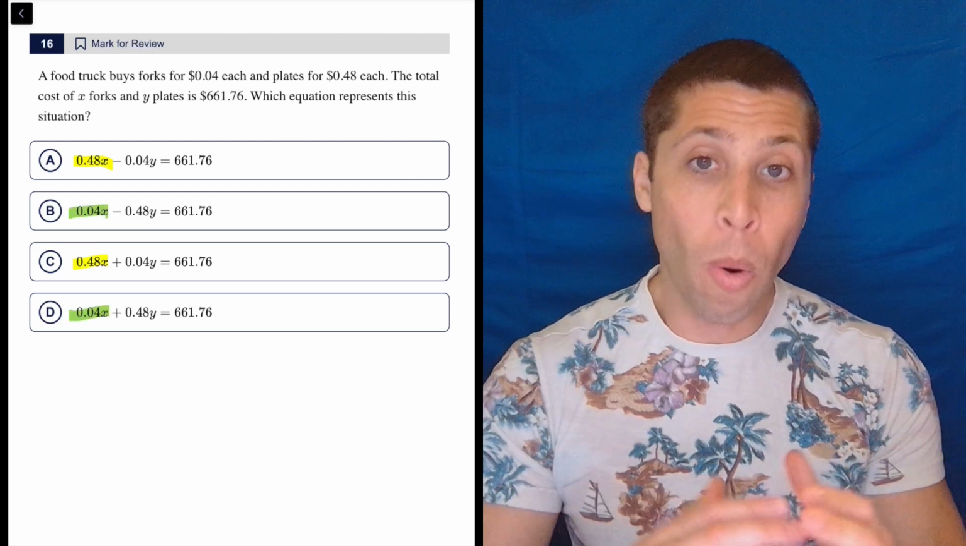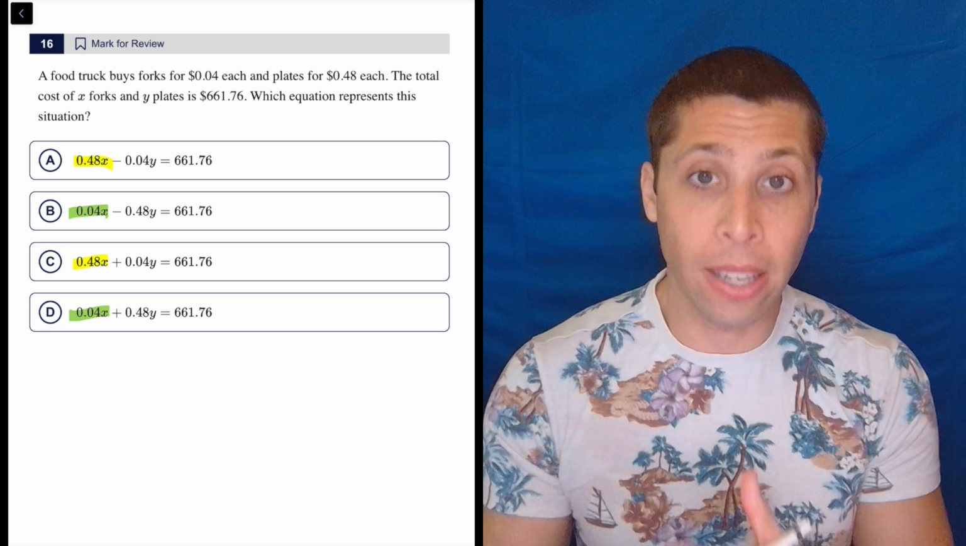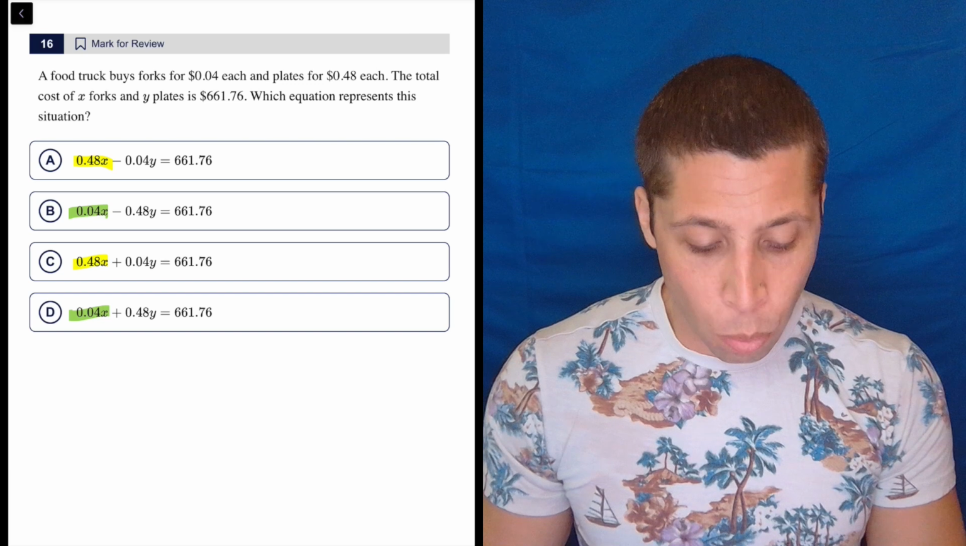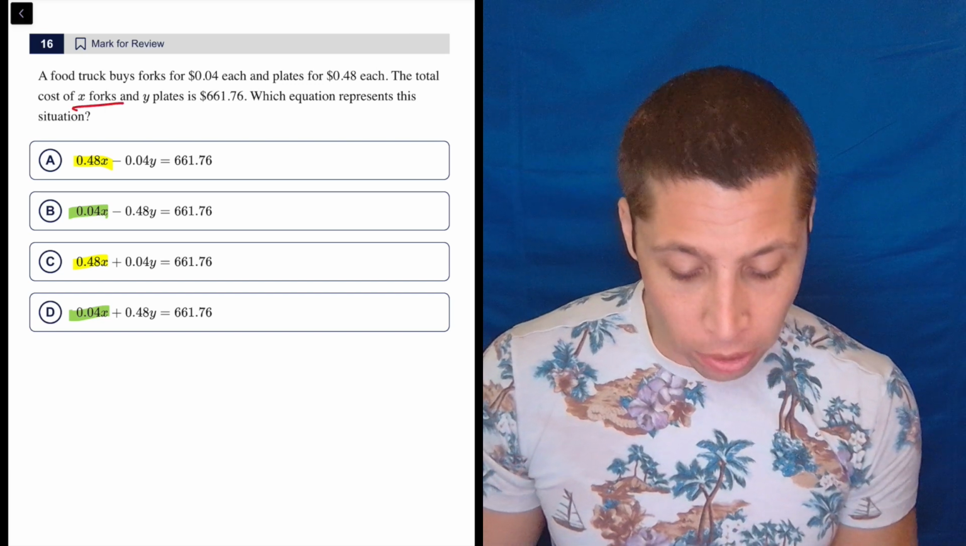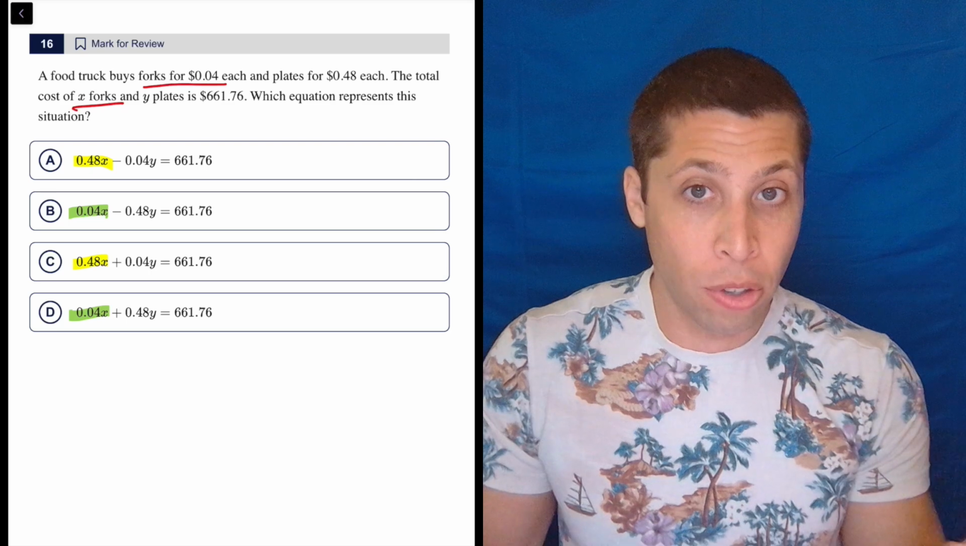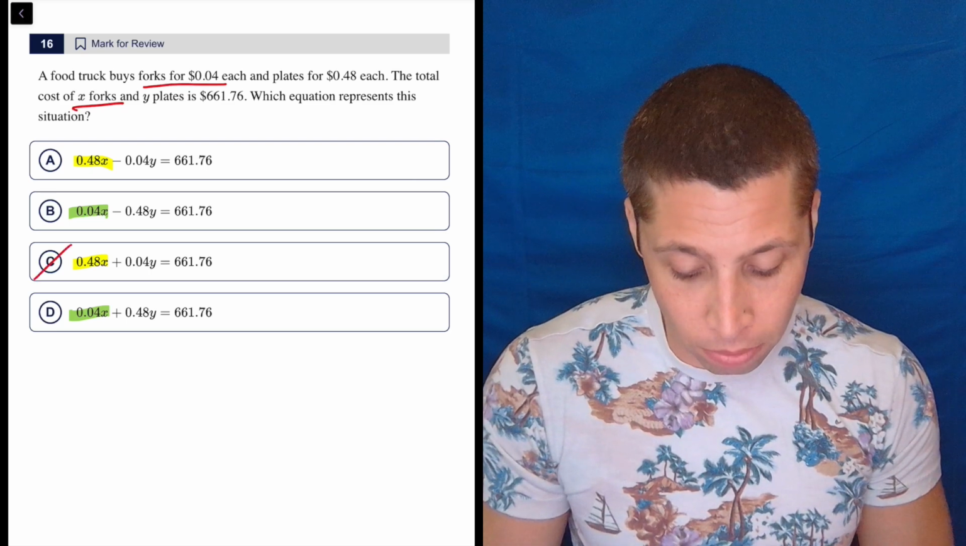attached, right? So why do we put numbers attached to variables? Well, those are rates. Those are rates that go with that variable. So I just need to ask, what goes with the x? Well, they say that x is the number of forks, and they say that you can buy forks for 4 cents each. So the 0.04 goes with the x, not the 0.48, right? So that gets sort of C and A.